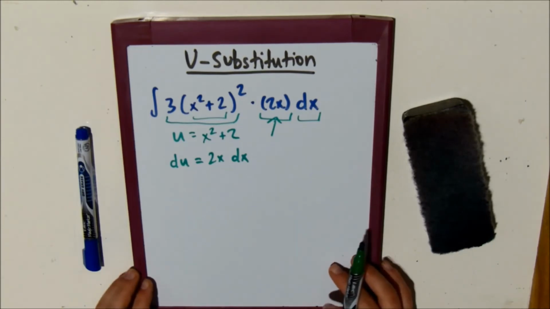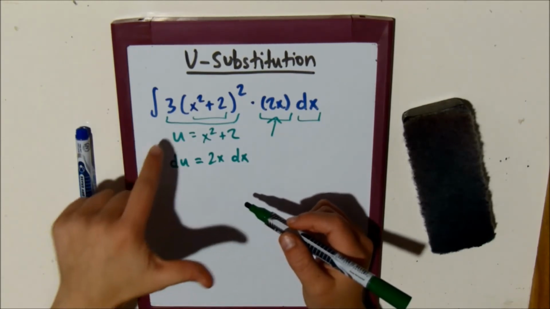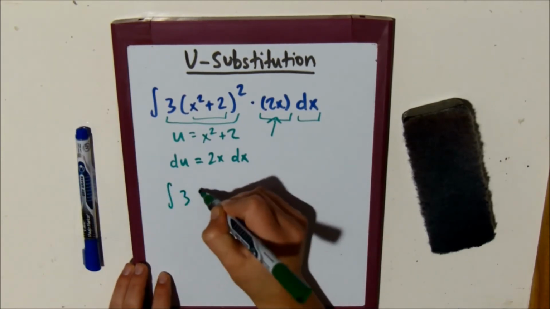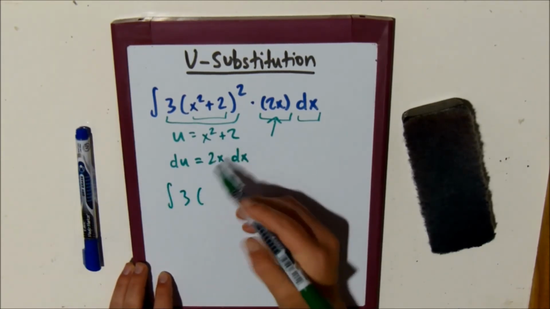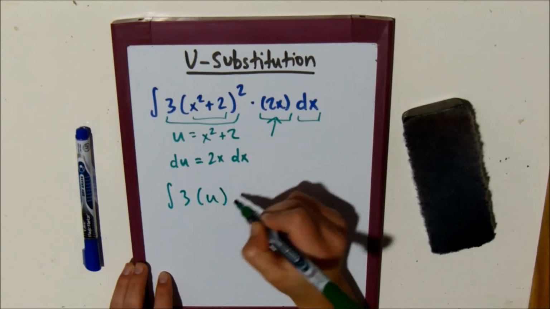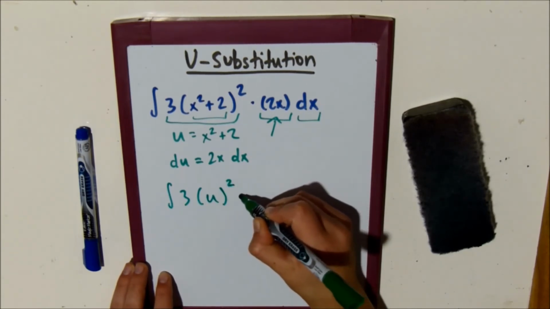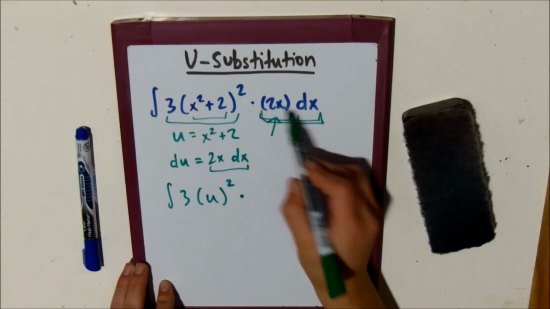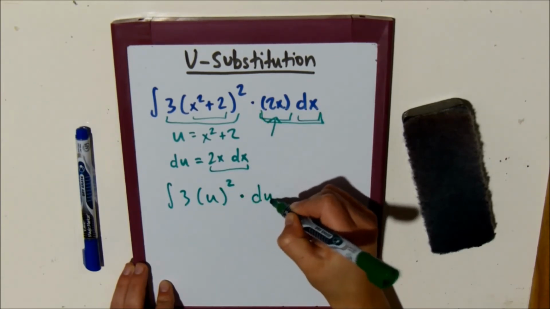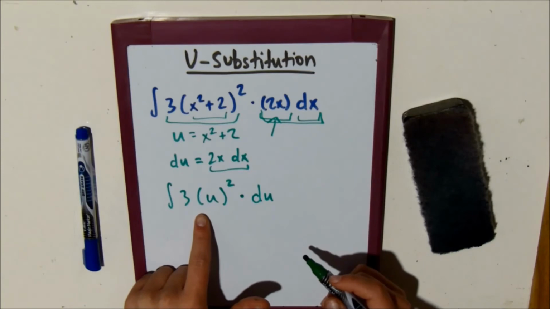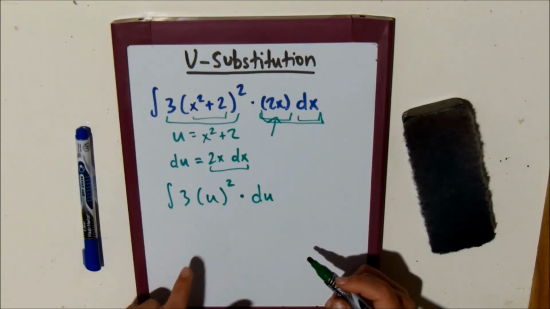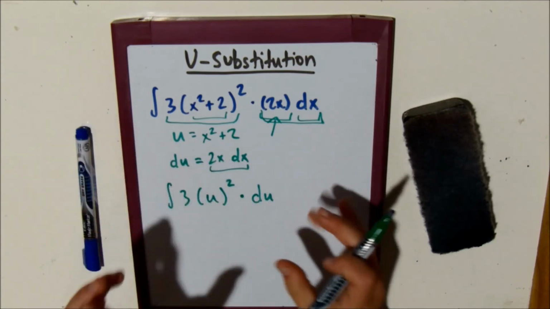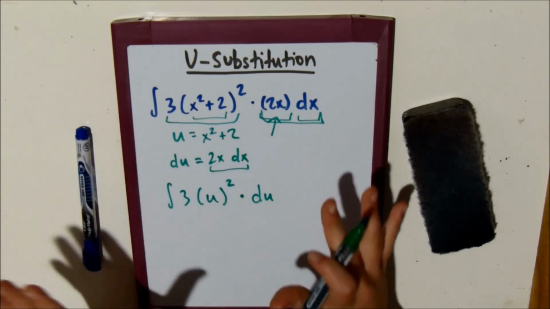So, now what we do is we take this and we substitute it. So, 3, and then we see x squared plus 2, so we write u there, squared, and then times, we see this corresponds with this part, so we just write times du. Now, look how much more simplified this expression is than this clunky, horrible mess, right?